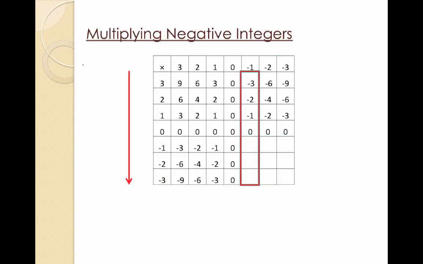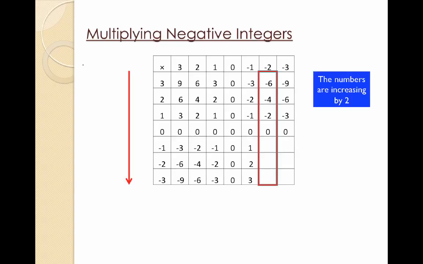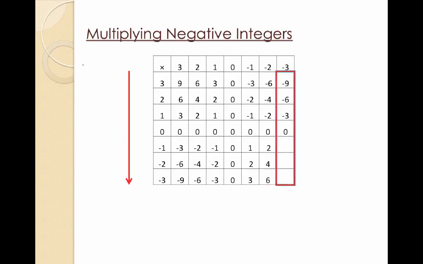Here in my negative 1 times tables, I'm actually increasing my answers by 1 each time, going negative 3, negative 2, negative 1, 0. So the pattern should continue with 1, 2, and 3. With my negative 2 times tables, I'm actually increasing my numbers by 2. So I go from negative 6 to negative 4 to negative 2 to 0. So I should then go 2, 4, and 6. With my negative 3 times tables, I start with negative 9, negative 6, negative 3, 0. I'm actually increasing those numbers by 3. So to continue the pattern down, I'm increasing by 3 each time.